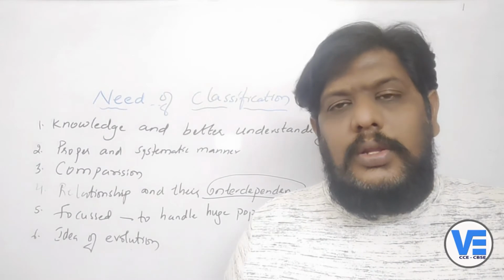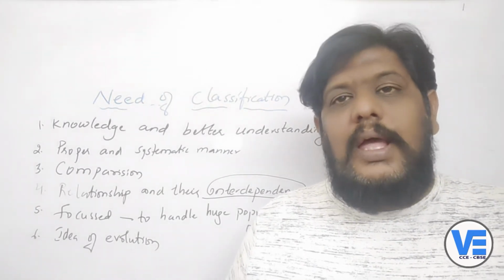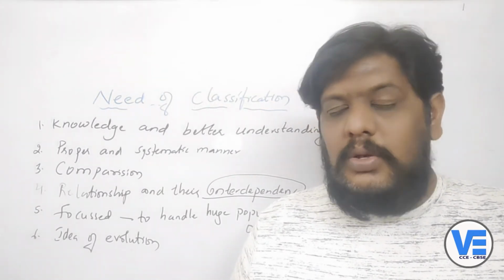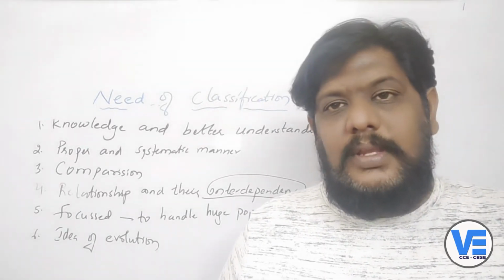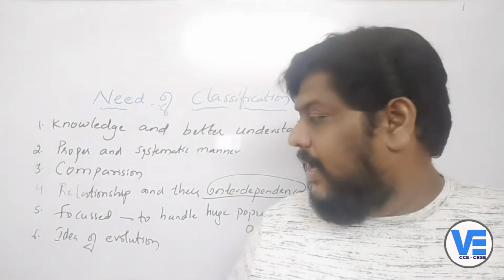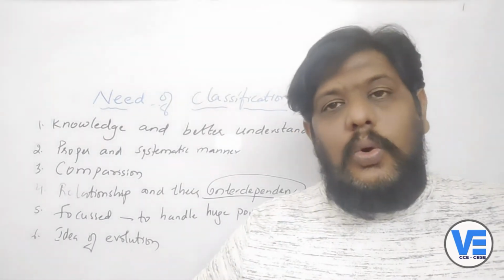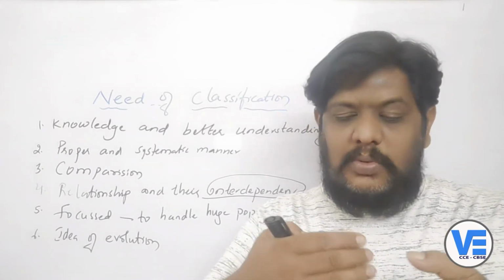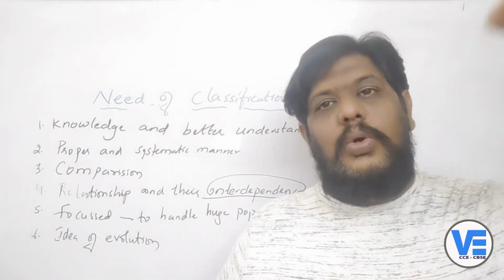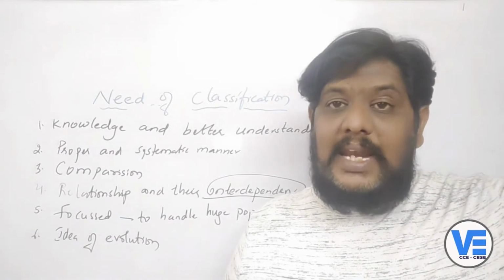Next, this classification will give you an idea of evolution, right? You know what evolution is? Yes. So how the animals evolved. What is the idea behind the evolution? You will know only if you know the classification. If you know how the animals are classified, then you can go to the process of evolution, how these animals might have evolved.